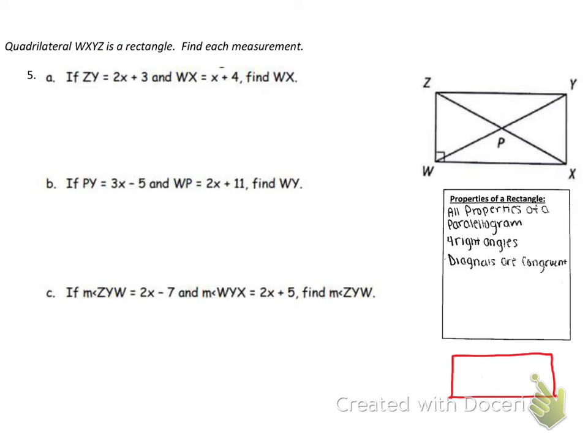All right, in a rectangle, all properties of a parallelogram, all right? So that means the sides are congruent, except it might be opposite sides. There are 4 right angles. The 4 right angles are in the corners here. And then the diagonals are congruent, meaning this is equal to this in length.